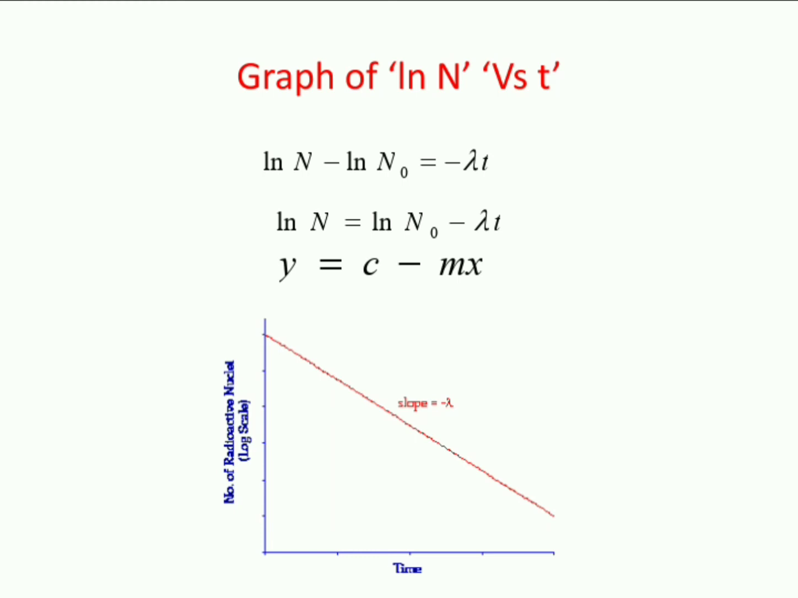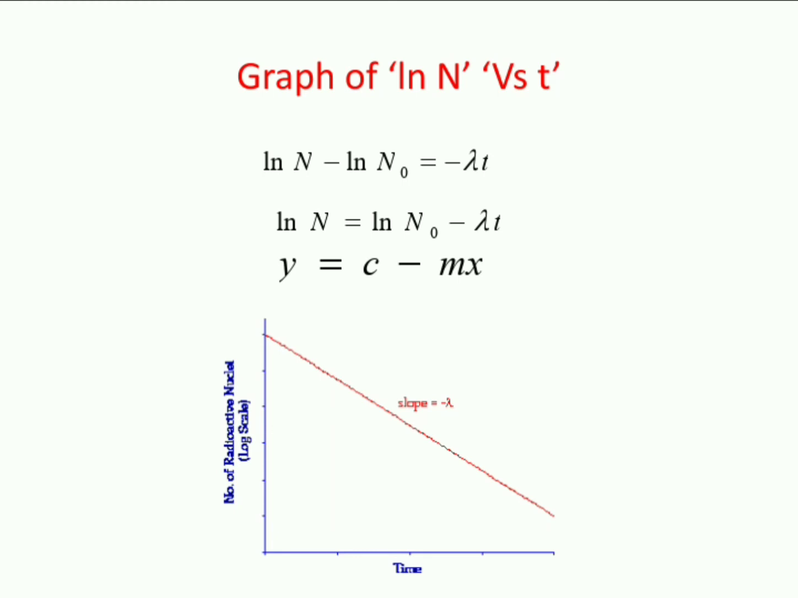You can remember this slope gives you the value of lambda. That means since the slope is negative, the magnitude of the slope will give you the disintegration constant. You can remember the two graphs. One is the N versus t graph, another is the log N versus time graph. So this is regarding the radioactive disintegration law.